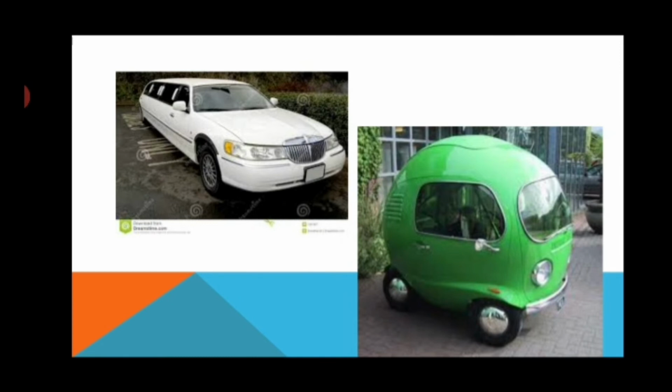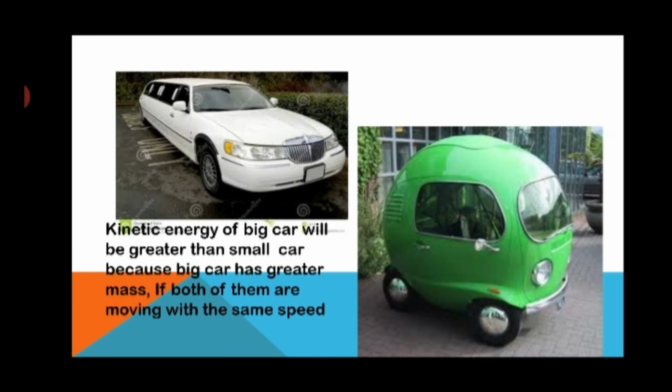You can see these two cars over here. One is a big car and one is a small car. Kinetic energy of the big car will be greater than the small car because the big car has greater mass, if both of them are moving with the same speed. So the bigger object will have more kinetic energy.